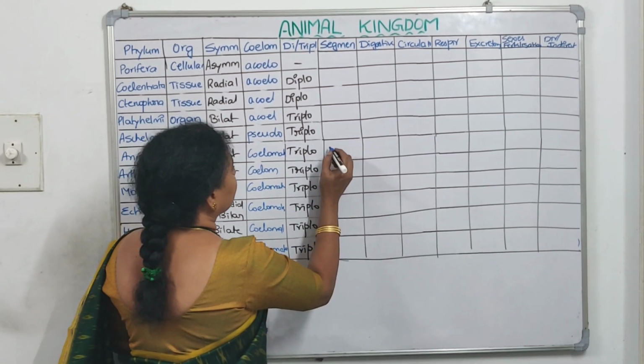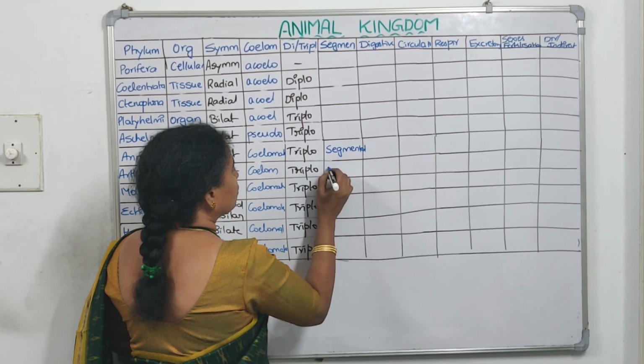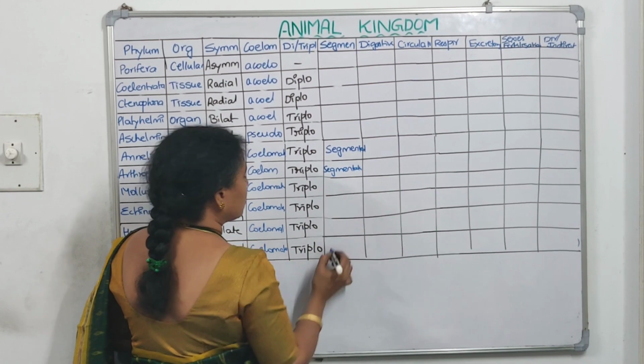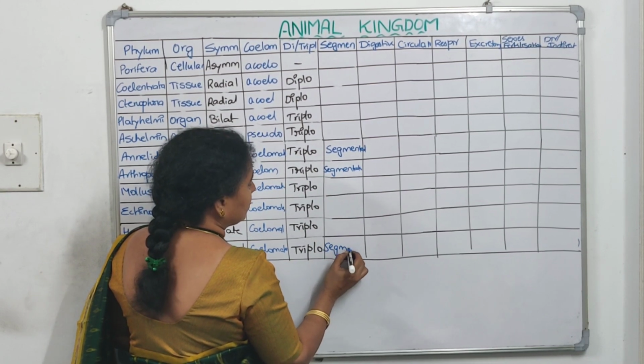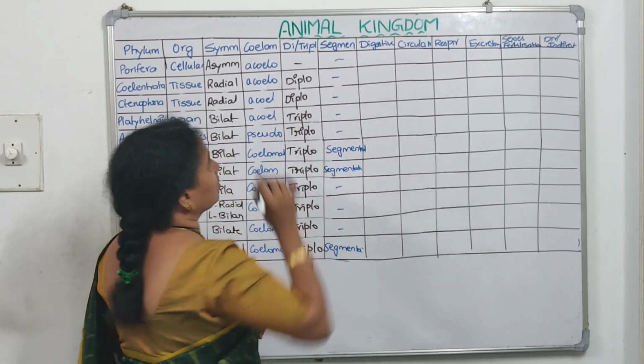So Annelida, segmentation. Arthropoda, segmentation. Chordata, segmentation. The remaining ones are not segmented.